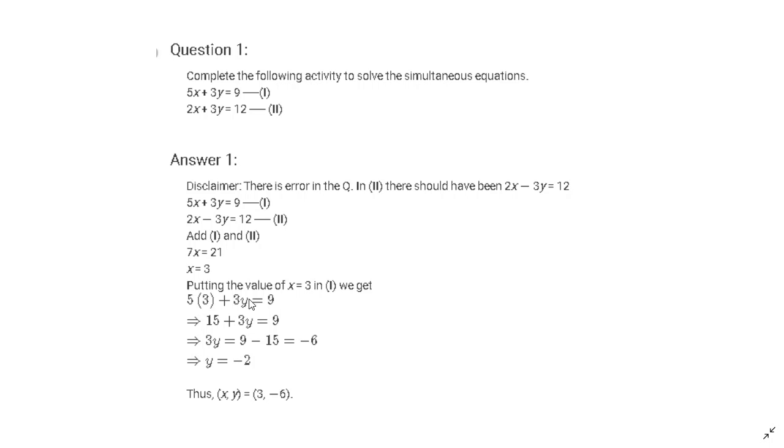Now put this value of x is equal to 3 in equation number 1. Equation number 1 is 5x plus 3y is equal to 9. We have to calculate the value of y. So 5 into 3, 15 plus 3y is equal to 9. 15 is subtracted from 9 and we get minus 6. So 3y is equal to minus 6. y is equal to minus 2. So the answer is 3 comma minus 2.